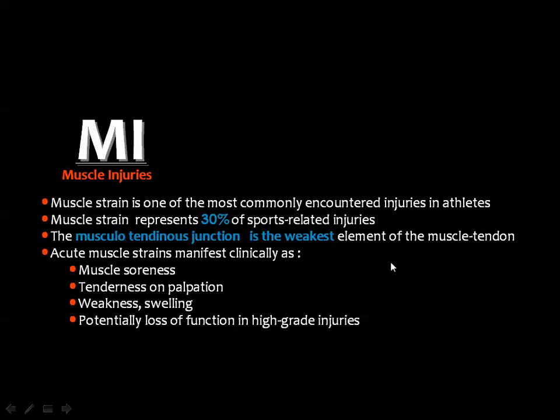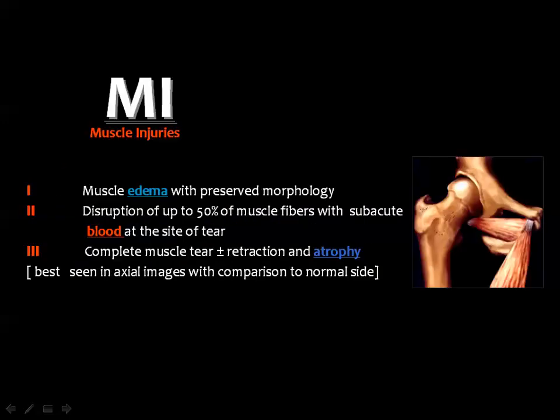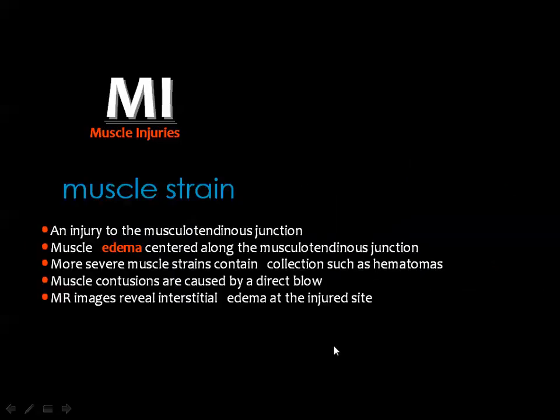Then muscle injuries represent about 30% of sport-related injuries around the hip, and you know that the musculotendinous junction is the weakest point of the muscle. Muscle injuries may present clinically by muscle soreness, tenderness on palpation, weakness and swelling, and potential loss of function in high-grade injuries. And we have three grades of muscle injuries. Grade 1 is just muscle edema. Grade 2 is an intra-substance hematoma. Grade 3 is muscle laceration and retraction and later on atrophic changes.